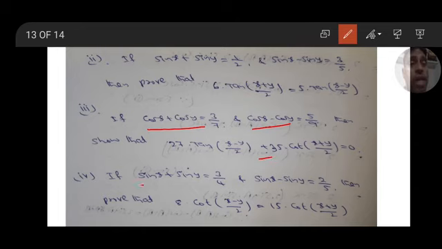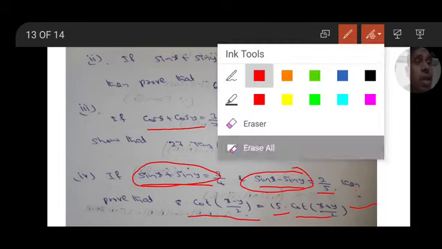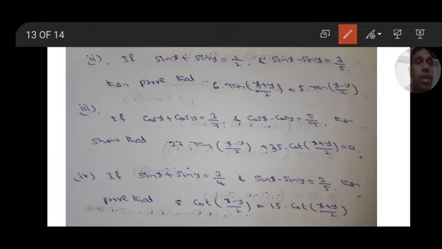Next, if sin x plus sin y equals 3 by 4 and sin x minus sin y equals 2 by 5, then prove that 8 into cot of (x minus y) by 2 equals 15 into cot of (x plus y) by 2. You have to apply the sin c plus sin d formula and the sin c minus sin d formula, divide the resultant equations and simplify, and you get the answer.